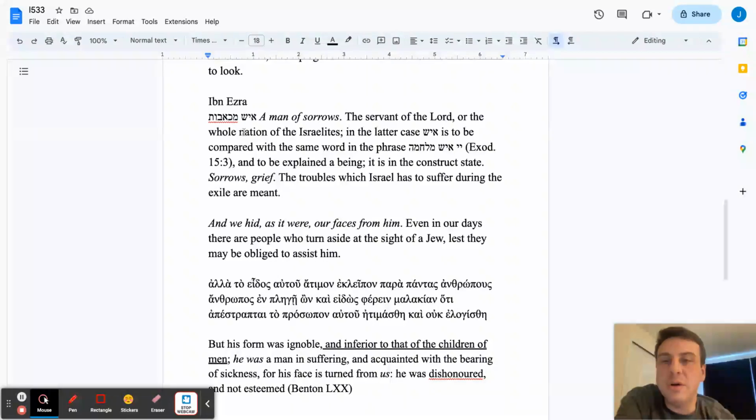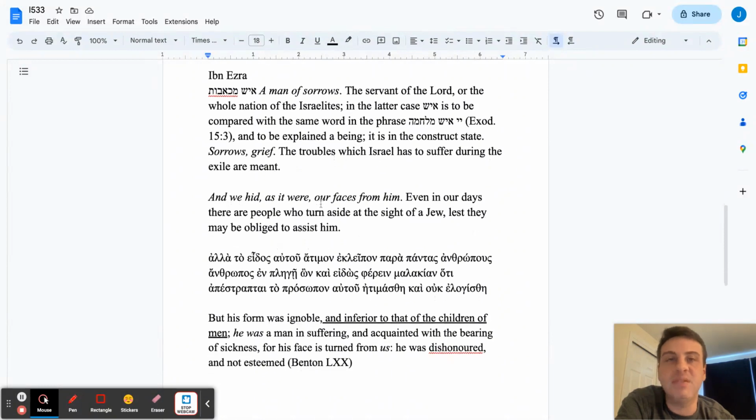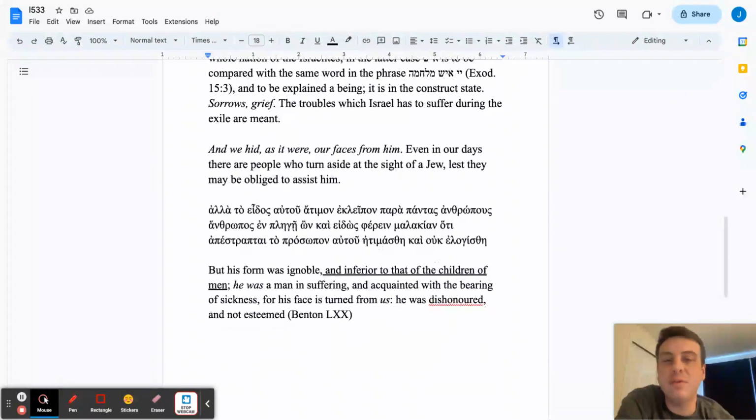He focuses on the part where it talks about a man of sorrows, the servant of the Lord, which we know is the people of Israel. Ish is to be compared with the same word in a different phrase in a different part of the Torah. And so this has to do with the suffering that has been experienced by Israel throughout the diaspora, which has been for a long time, but intensified during the time of the Romans.